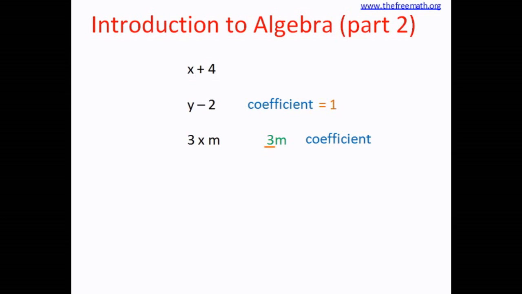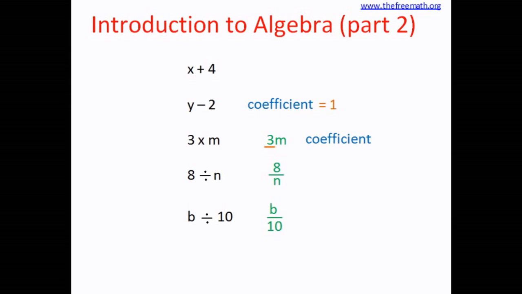Why? Because y is same as 1 multiplied by y. So y and 1y are same. So the coefficient here is 1. In the first expression, which is x plus 4, what is the coefficient of x? Again, there also the coefficient is 1. For division, if we want to write 8 divided by n, we write like this, 8 over n. Or b divided by 10 can be written as b over 10.